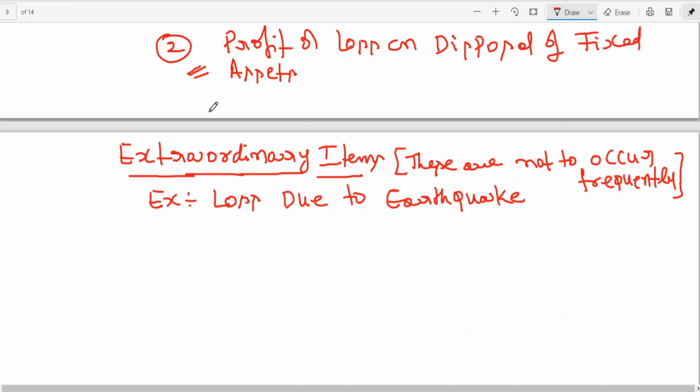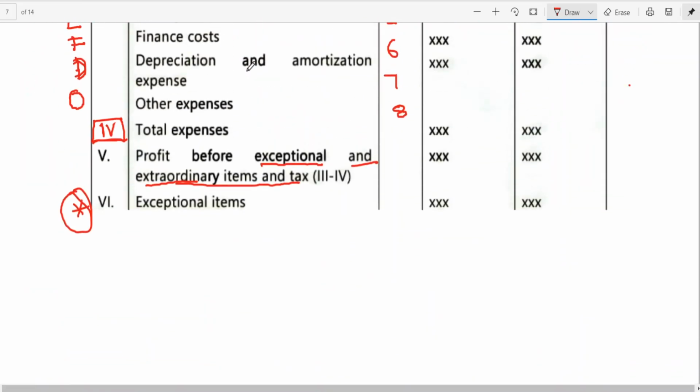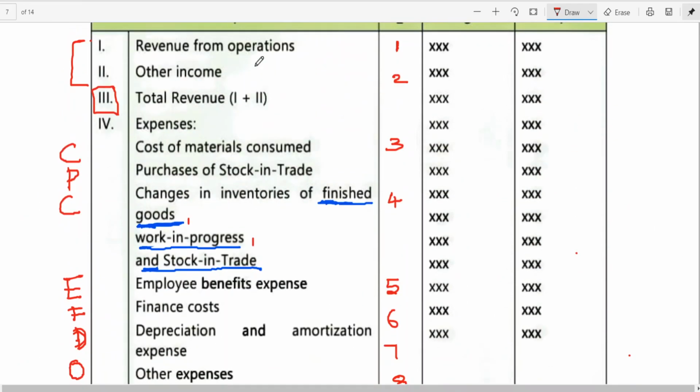Extraordinary items. These are not to occur frequently. What are extraordinary items? Loss due to earthquake. Earthquake won't happen regularly. Once in a while. Natural calamities, we can say. Losses due to natural calamities can be taken as extraordinary item. Okay, so these examples I have given. Let me start with note 1. What is note 1? I should start with revenue from operations.